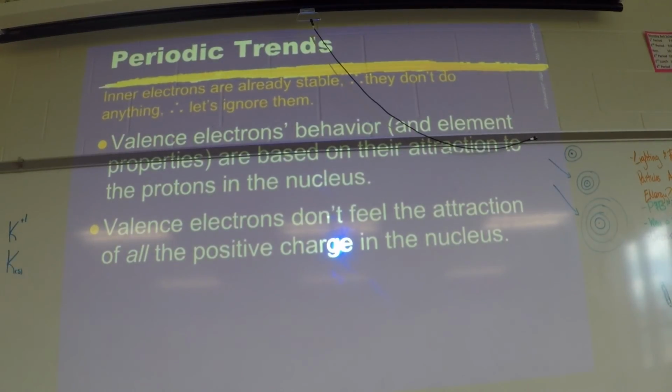So now why? Why do the valence electrons in the back row not feel my full love, my full attraction? Because they're not as attractive. Not quite, but good try. Any other thoughts? What's wrong? Why can't they feel that full force?